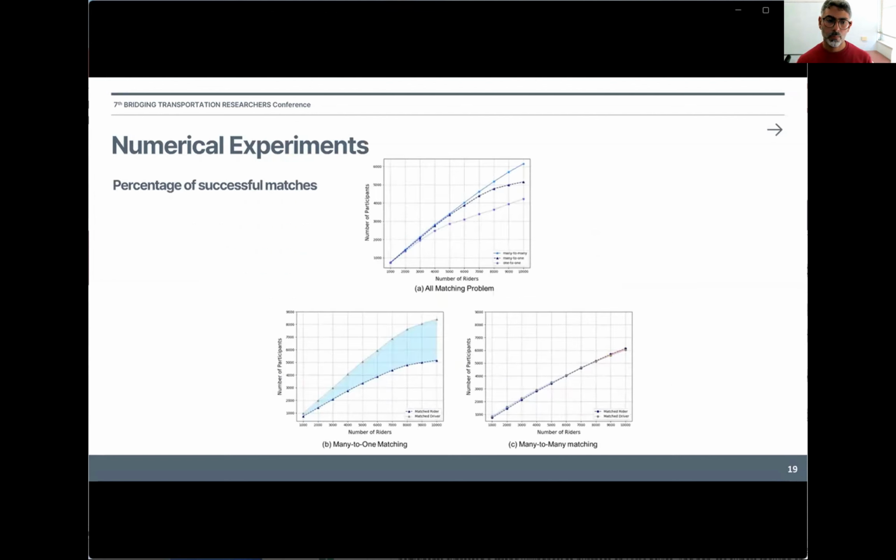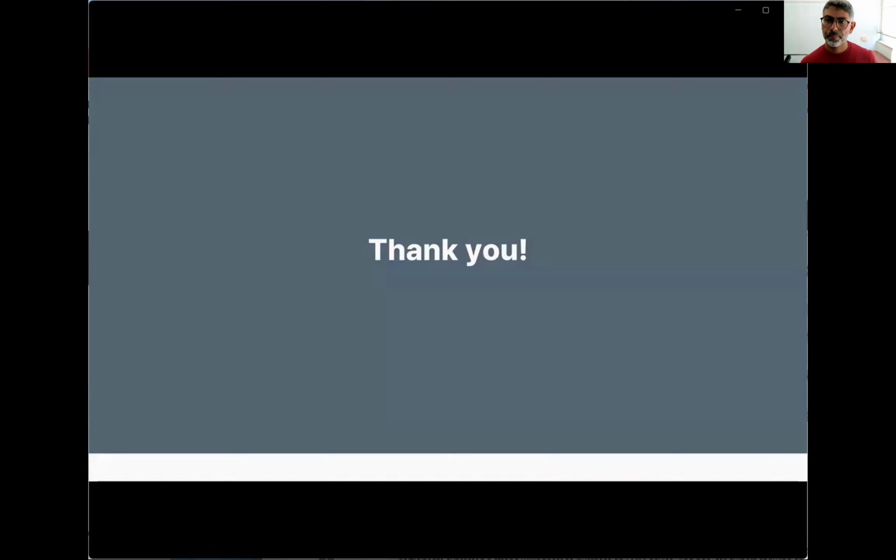Finally, this figure illustrates the number of matched riders across different problem sizes and ride matching scenarios. In many-to-many matching, the gap between riders and required drivers narrows as rider demand increases, showing the benefit of carpooling and multi-home matching. Thank you for your time and attention.